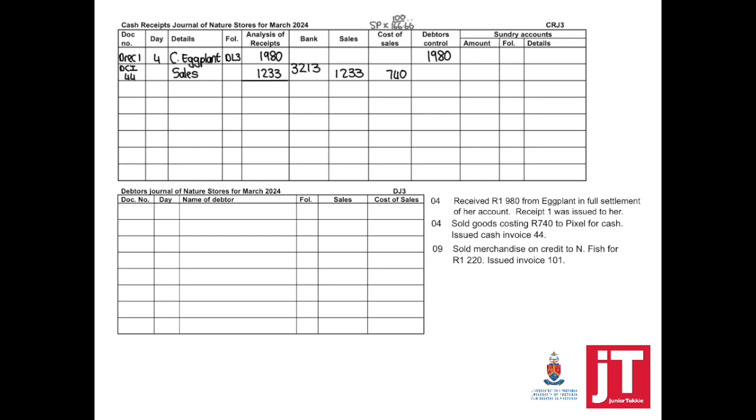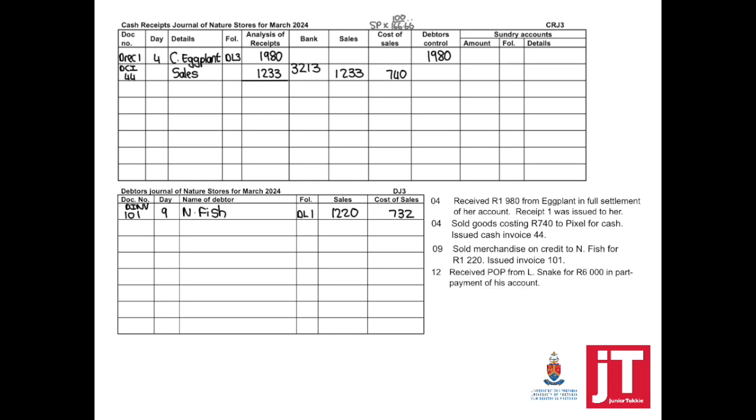Day 9, sold merchandise on credit to N-Fish for 1,220, issued invoice 101. When we sold on credit, it goes to the debtors journal, duplicate invoice 101, day 9, name of debtor, N-Fish. We have to take it to his personal account, debtors ledger, sales 1,220, and the cost of sales must be calculated using the same formula written above. Take the selling price times 100 divided by 166.6666.